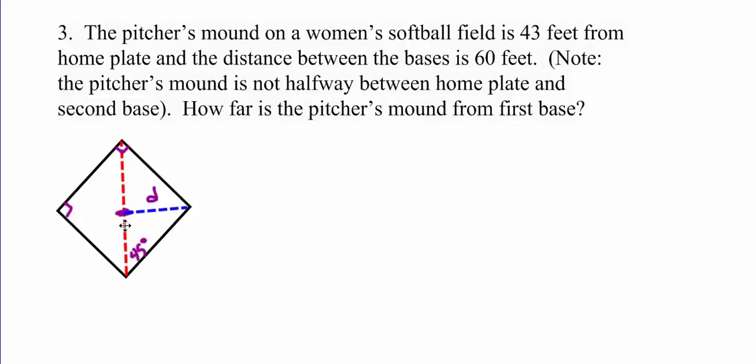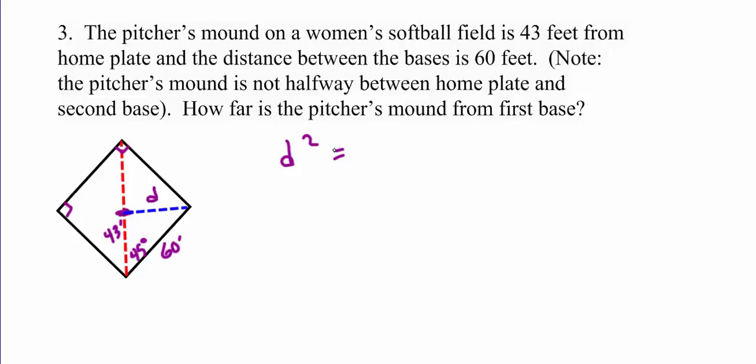Now it might be tempting to mark this as a 90-degree angle, but remember the pitcher's mound is not exactly in the middle, so you can't do that. But what we do know is that this distance is 43 feet. We know the bases are 60 feet apart, so that's 60 feet. And look what we have here, folks. We have side angle side information.